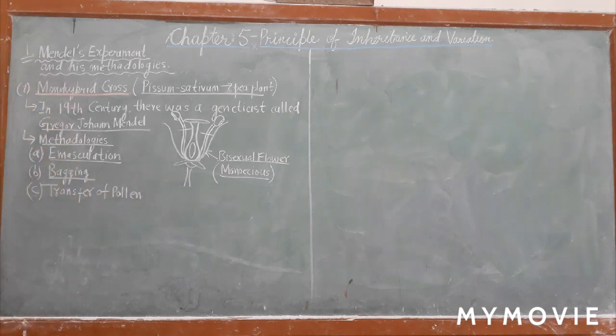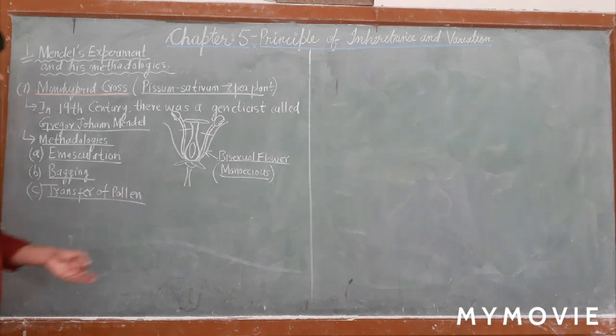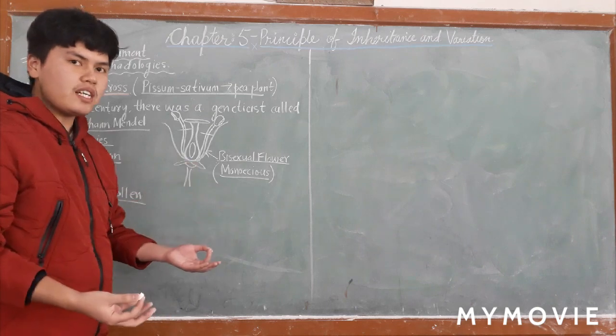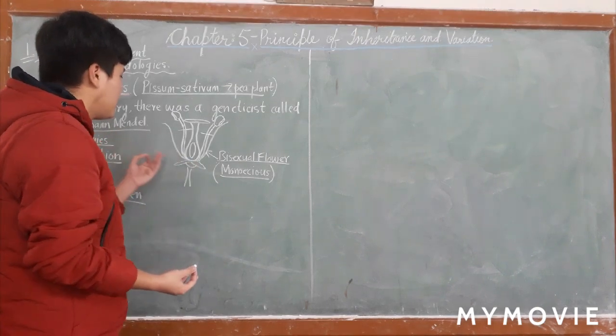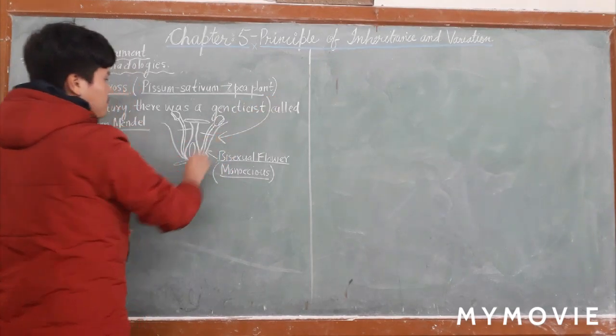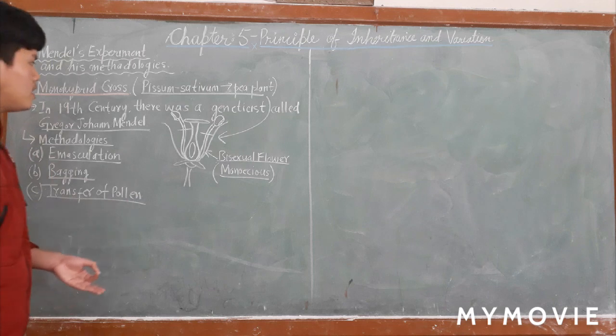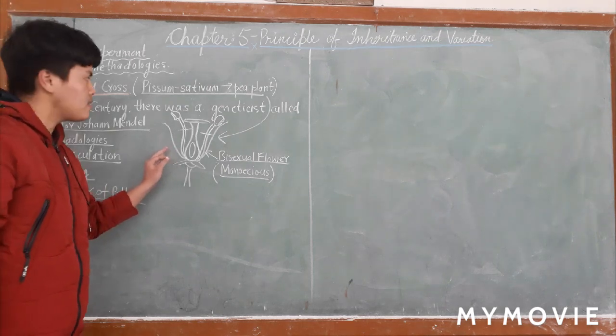Last one is the transfer of pollen. Transfer of pollen means the pollen grain that we have. Now, in the case of pea plants, pea plants are usually bisexual. Okay, pea plant is bisexual.